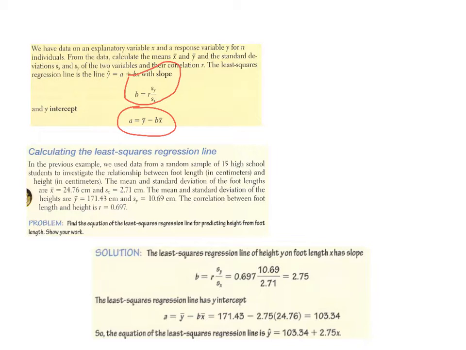Really, the only reason you would use this is if this is what you were given. So if this is what you were given, I can calculate slope right here. I can take my two standard deviations, divide those, and multiply by my correlation, and I can calculate slope. Then I can calculate the y-intercept by taking the mean of y minus the slope times the mean of x, and I can come up with my final equation for my line.